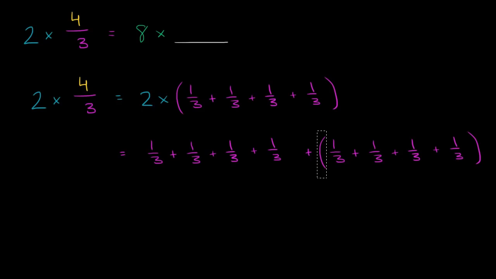So let me clear that, and let me clear that. Let me clear that. And so this is clearly, or hopefully clearly, equal to 8 times 1/3. I have 8 1/3s there. So going back to the original question, what is this equal to? 2 times 4 thirds is the same thing as 8 times 1/3. And we've already seen that 8 times 1/3 is literally 8 thirds. So we could also write it like this, 8 over 3.